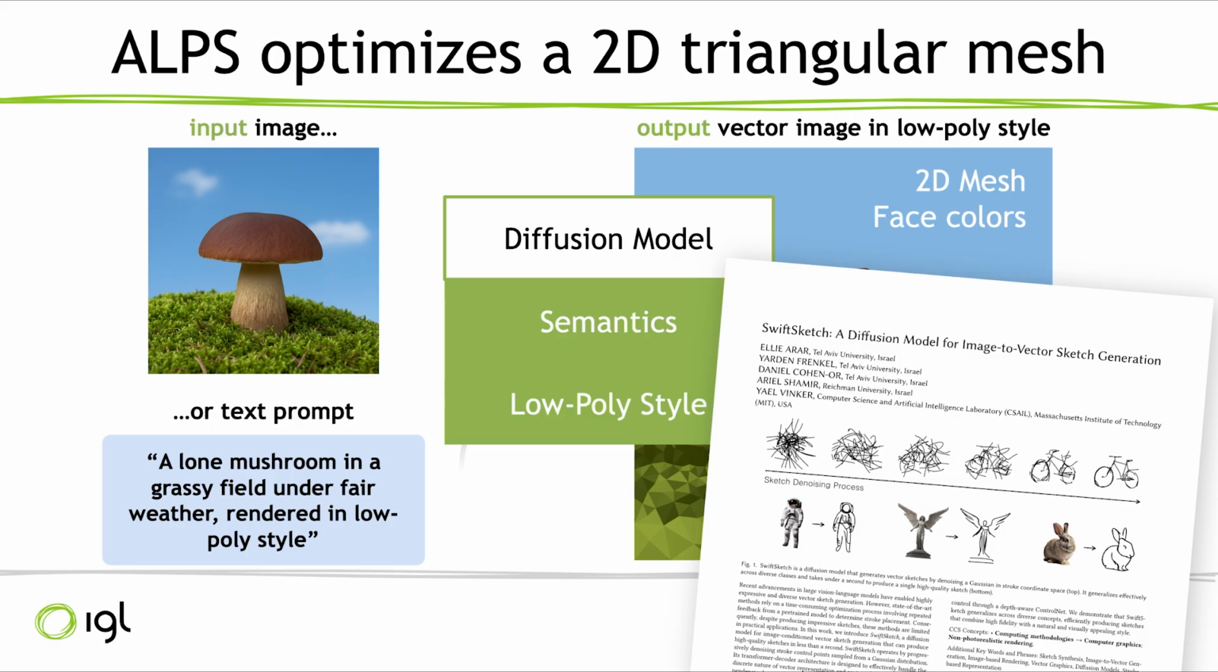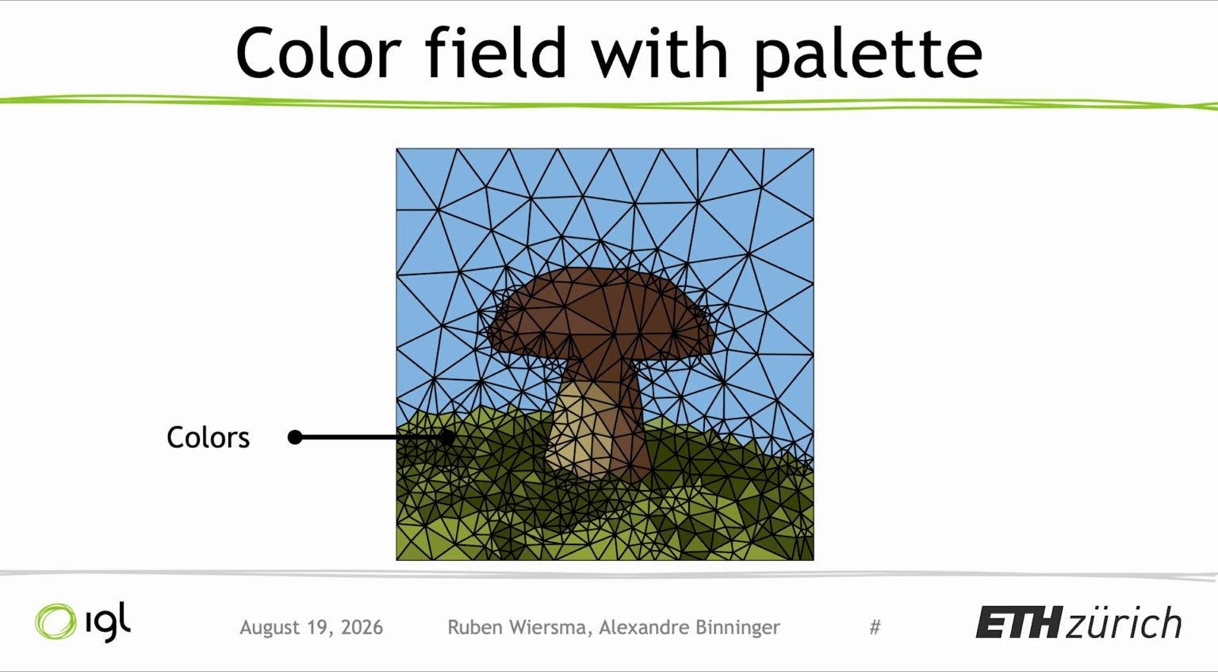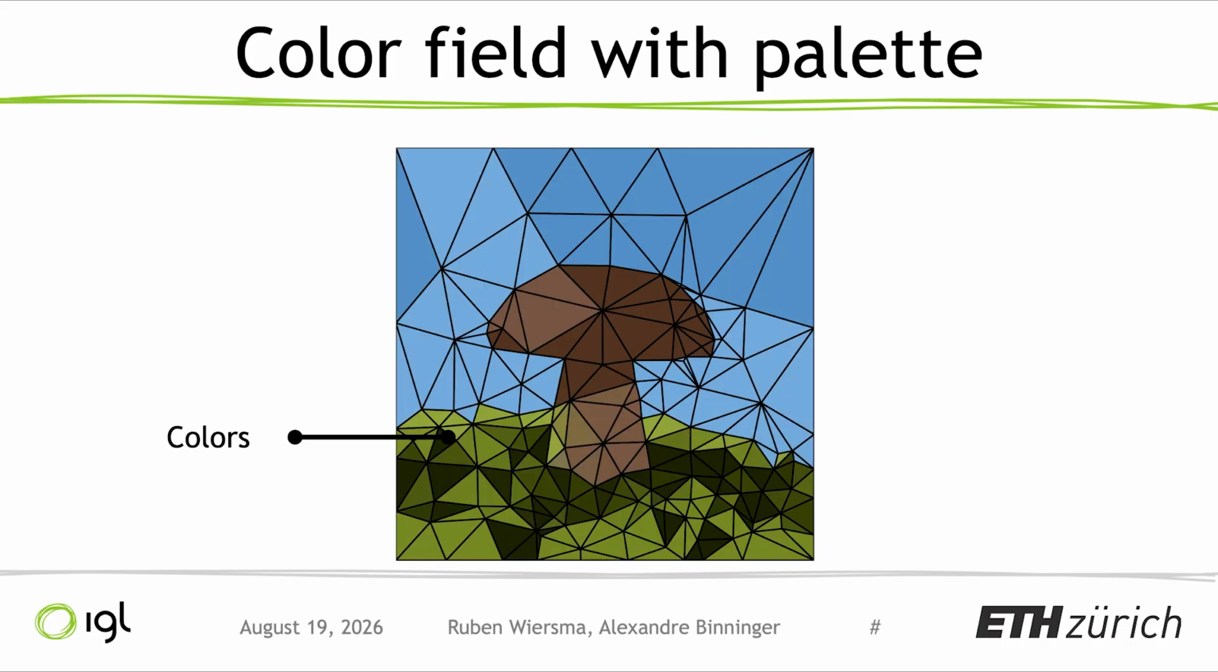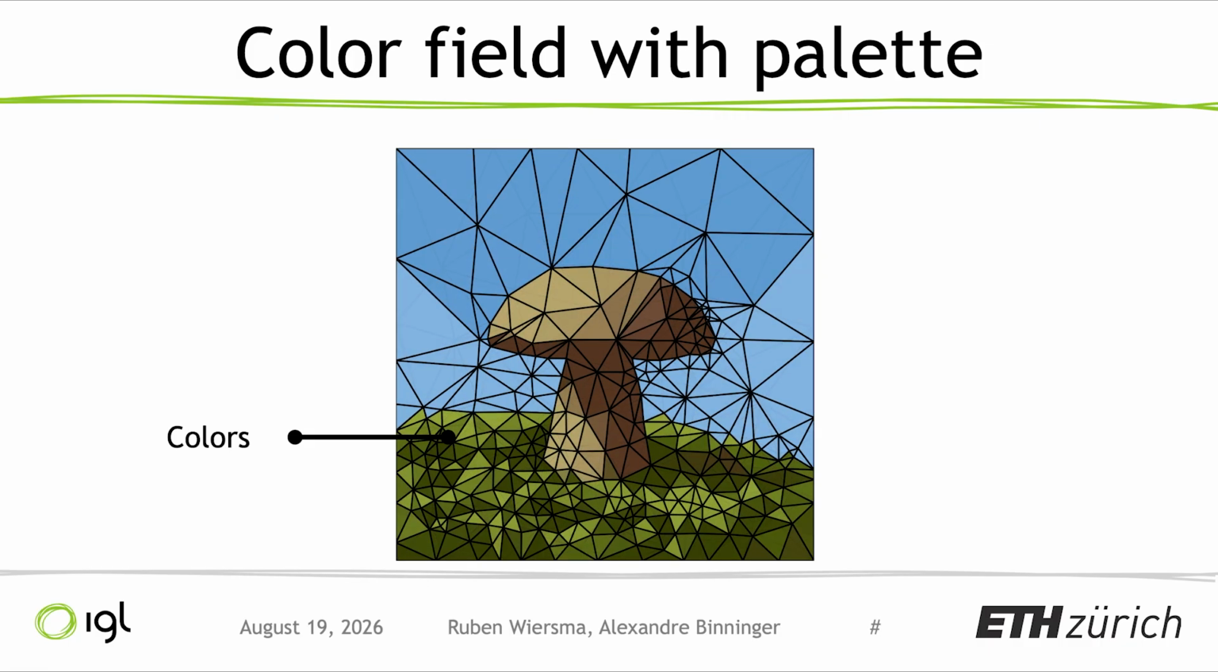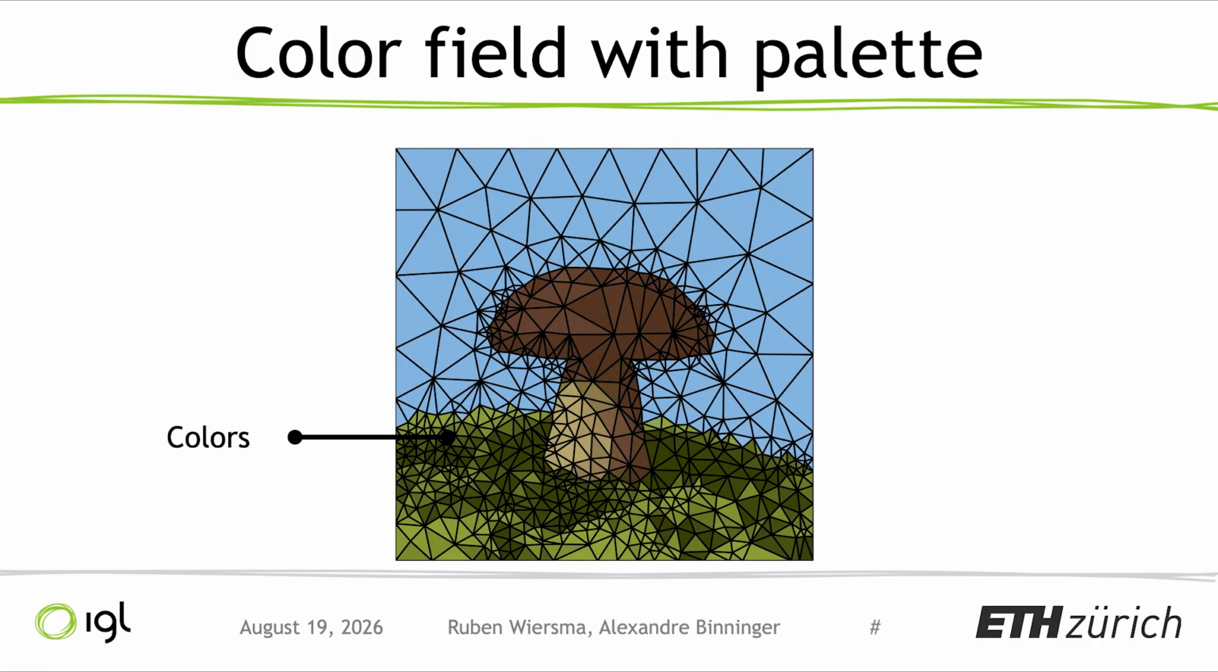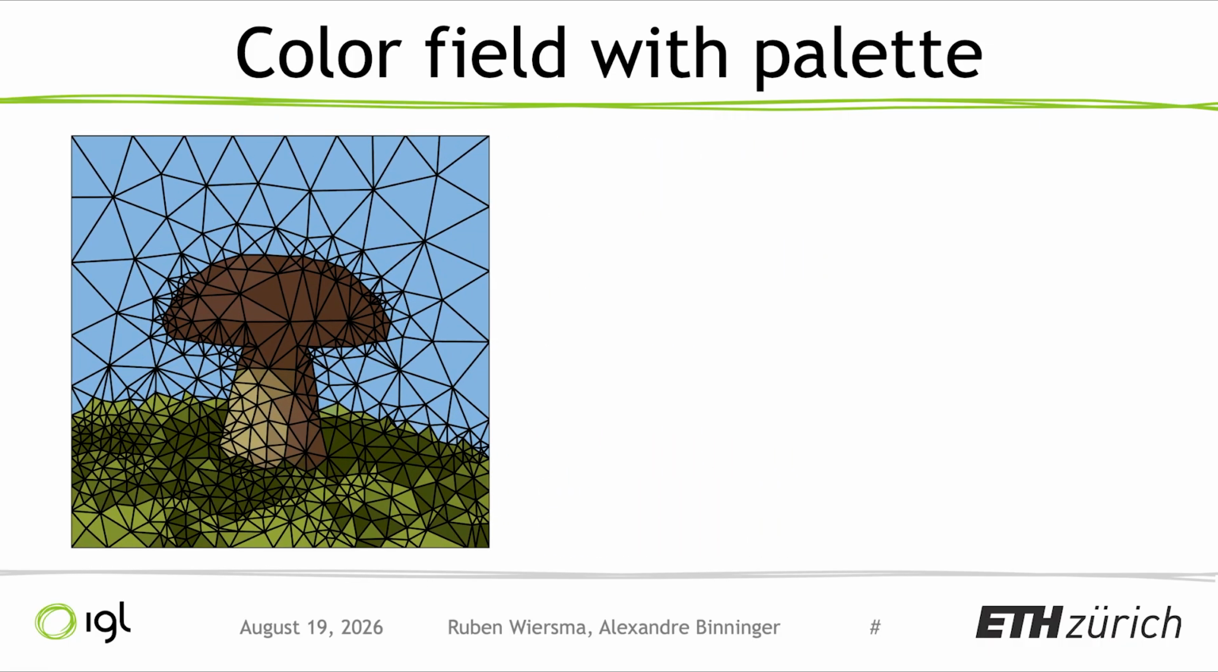Now, the remaining challenge is to get an output vector graphic that satisfies the constraints that we set. A first challenge is that we have to represent the colors in a way so that we can optimize the topology. That means our list of triangles changes during the optimization. Therefore, simply storing a list of color values per face can be fragile. So instead, we encode the colors as a continuous color field, which is sampled at the barycenter of each face.